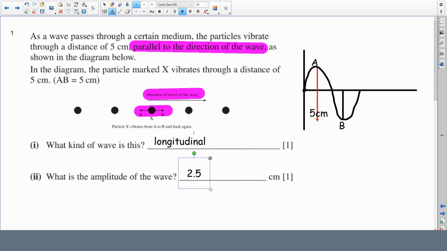Now that seemed to take an awful lot of time to sort out, but in the exam you just look at it and go, okay, rest position X, A to B, back again. It's half that. Move on. 1 mark. No working out required in either of those. 2 marks in the bag.